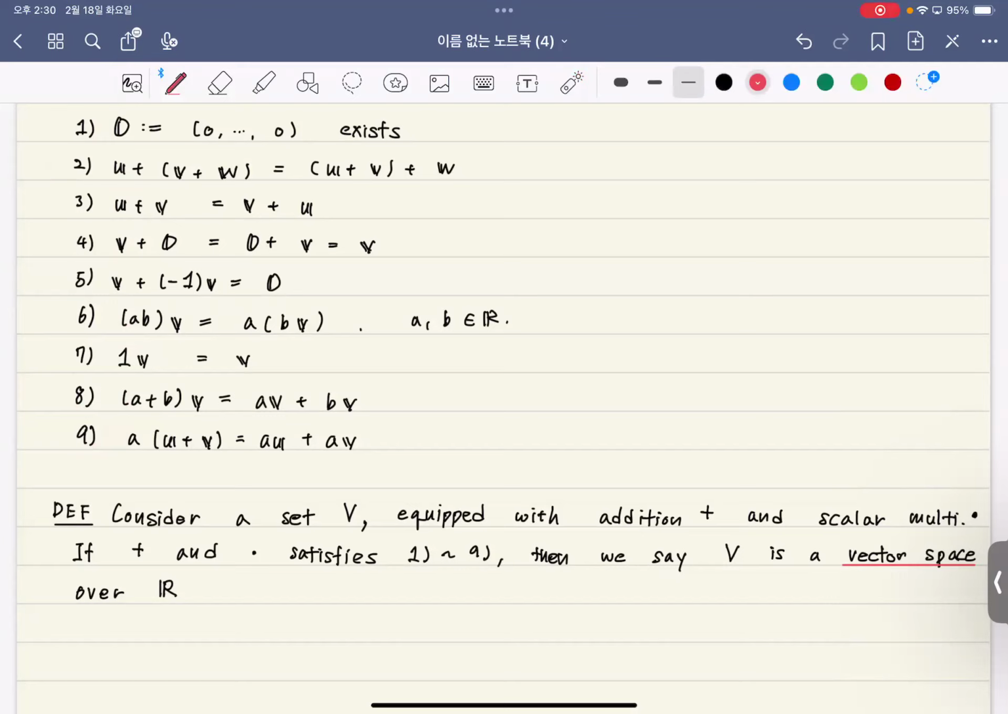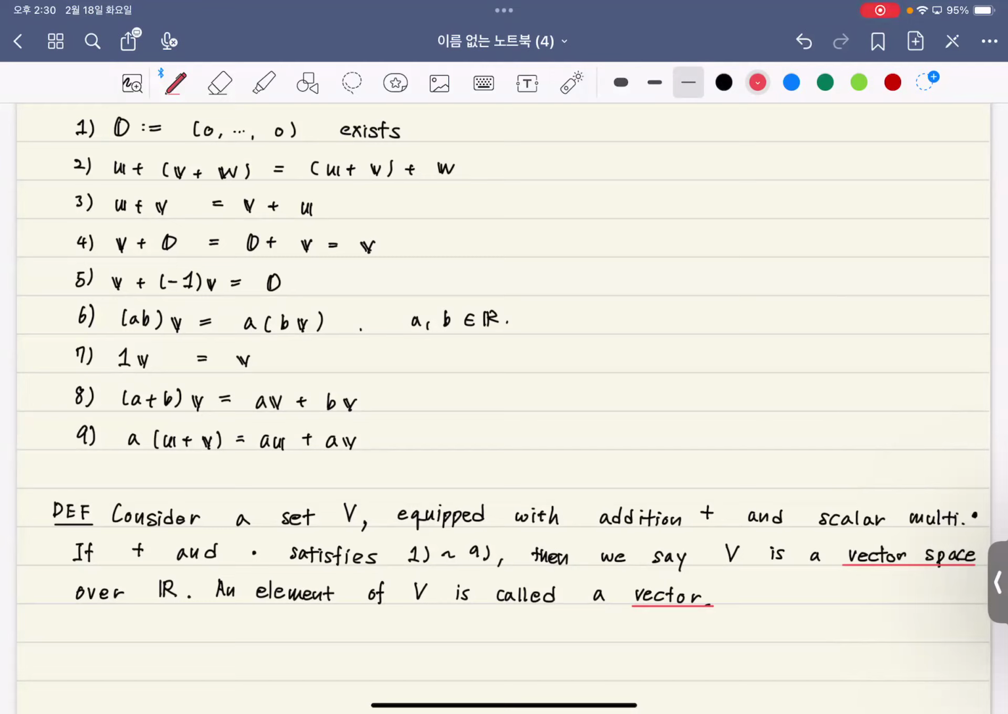And an element of V is called a vector. So these two guys, the vector space and vector, are going to be our protagonists of this semester, the vectors and vector spaces.